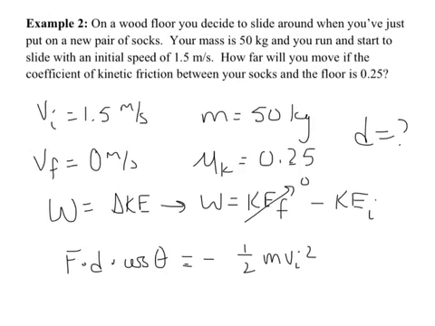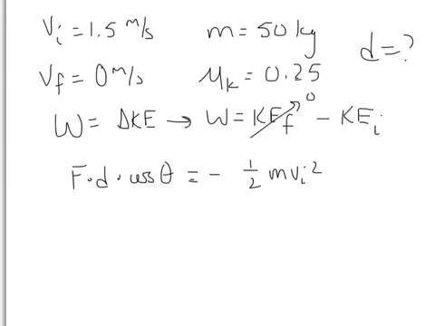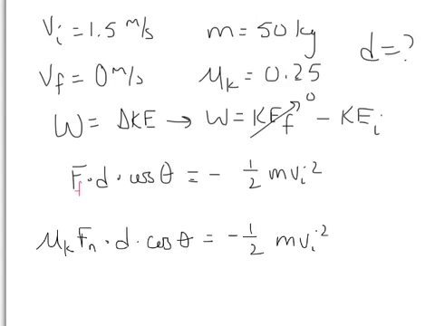Now, let's continue. In this problem, we seem to know everything so far except for the force. Well, what force is acting on the person to slow them down? That's the force of friction. So let's put a little F there for force of friction. Let's remember that F is really mu Fn. I put mu k because it's kinetic friction, because we're moving.